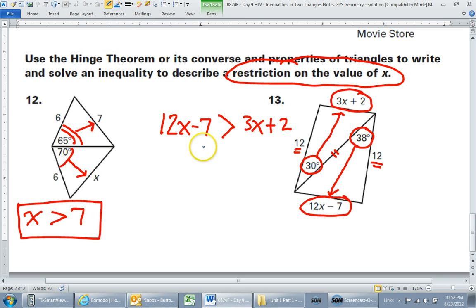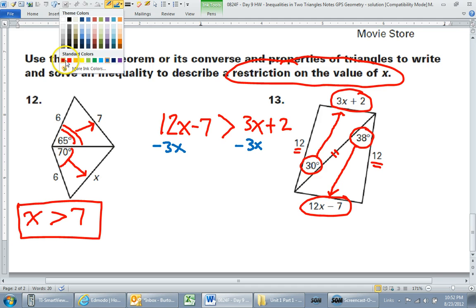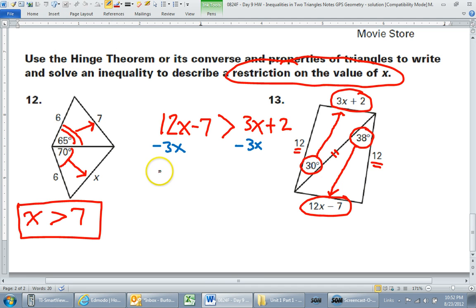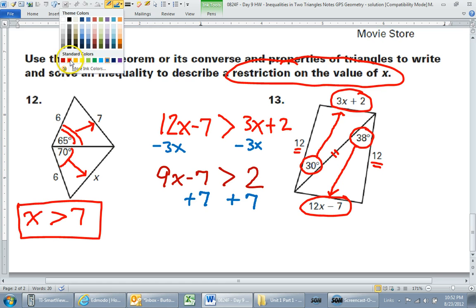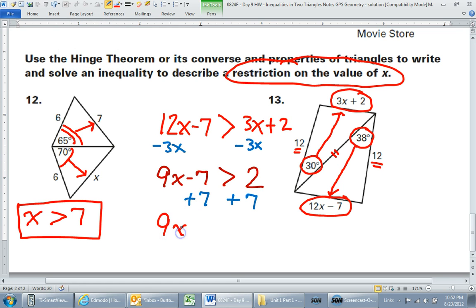So for example, anytime I see x's on both sides of the equation, I want to get those together. So I'm going to go ahead and subtract 3x from both sides like this. Okay, so that's going to give me 9x minus 7 is greater than 2. Alright, what am I going to do now? I'm going to add 7 to both sides. So that's going to give me 9x is greater than 9.